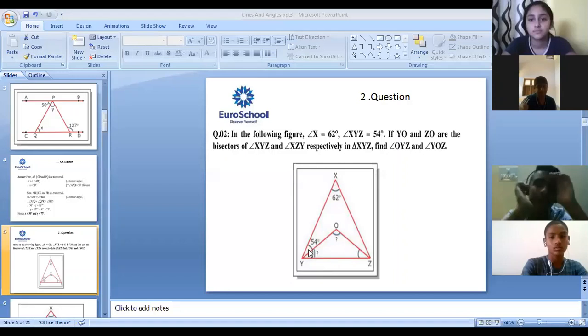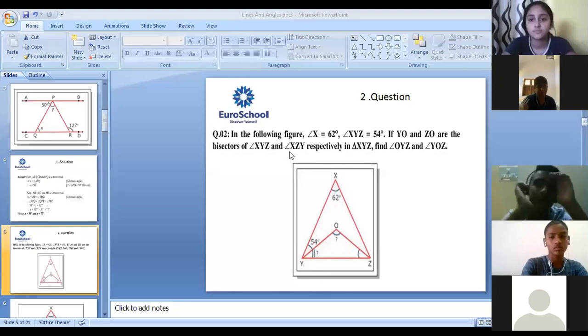So what is the value of these two angles? Each angle is 27 degrees. How did you get it? It is 54 divided by 2. So each angle is 27 degrees. Okay, good.